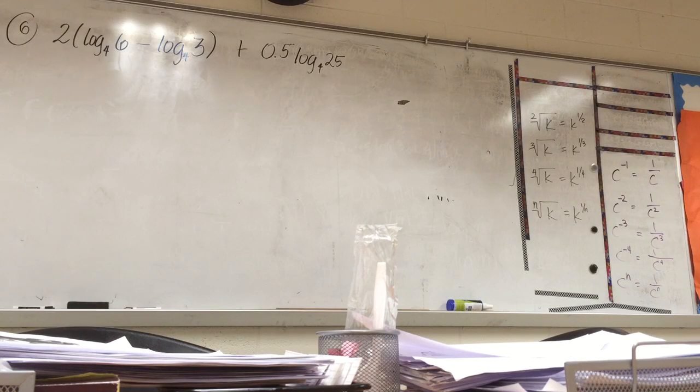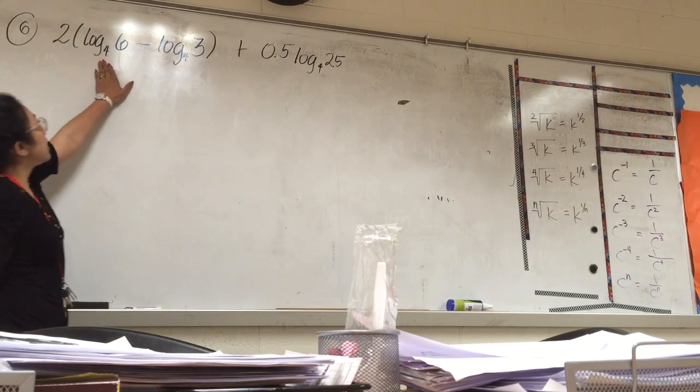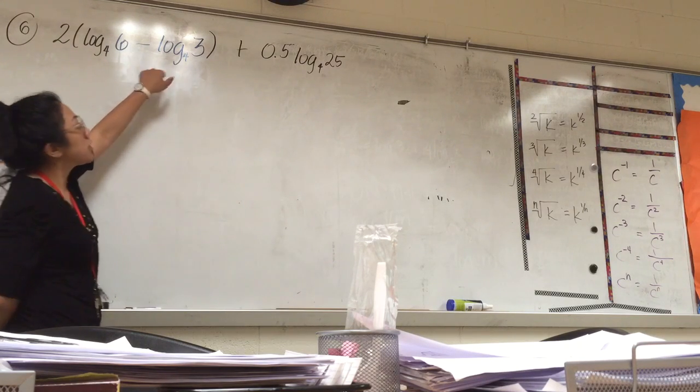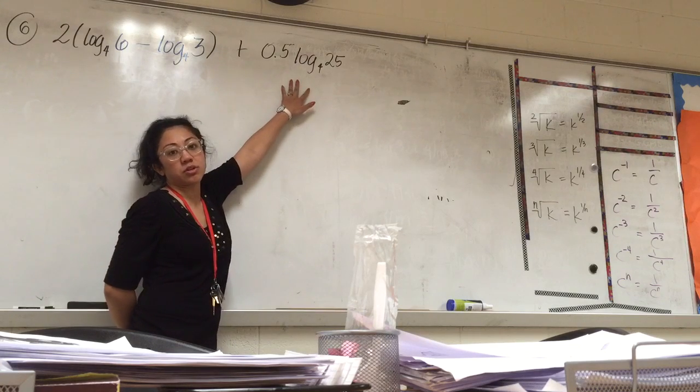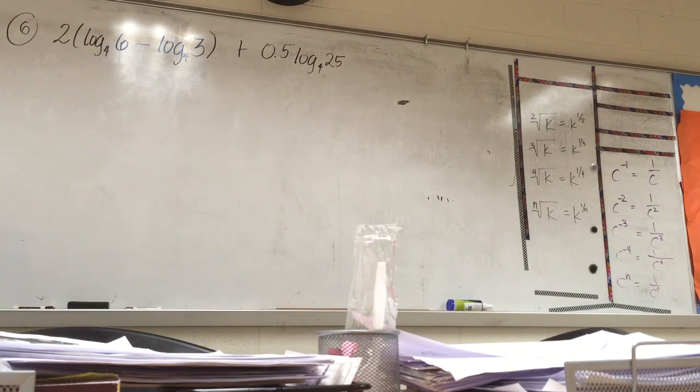So here we have number 6 on our problem for condensing logarithms, and we want to condense this into one logarithm. We have here 2 times these 2 logarithms plus half of this logarithm. And again, we want to get it to one logarithm.